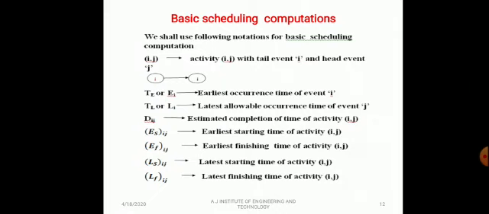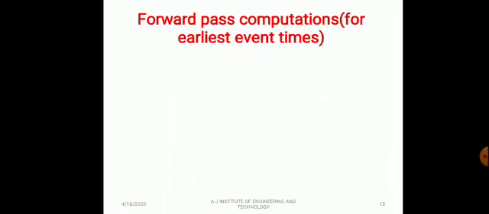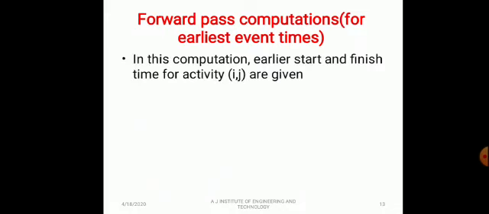TE or EI is the earliest occurrence time. TL is the latest allowable occurrence time. DIJ is the estimated completion time. ES means earliest starting time, EF means earliest finishing time, and then latest starting time and latest finishing time. These are some of the computations you have to do.